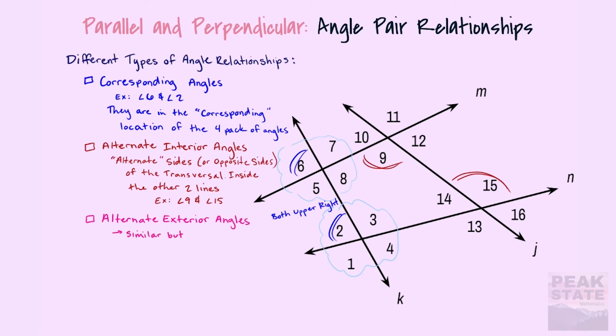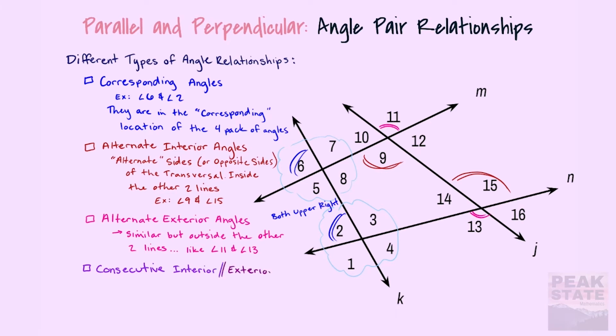That brings us to our third one, alternate exterior. Very, very similar here. You're going to be on the alternate sides of your transversal. However, instead of being interior, you'll be exterior, right? So on the outside of our 2 cut lines by that transversal. So in this example, you've got 11 and 13.